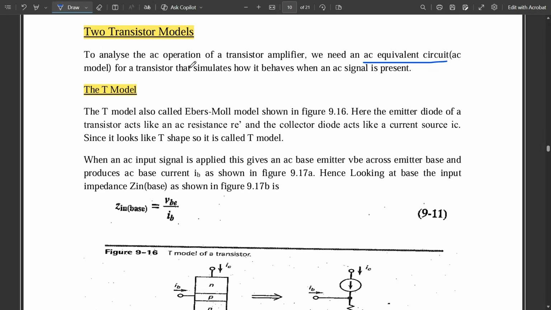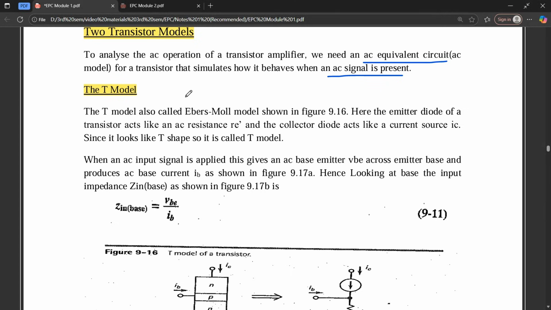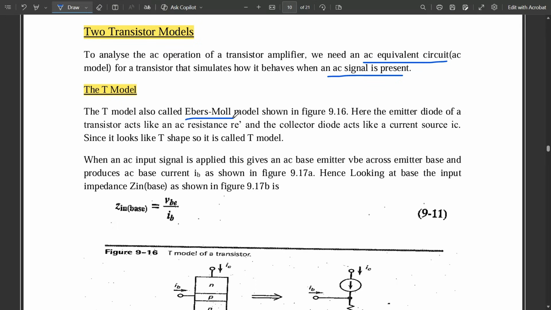With respect to the transistor, we have two models: the T model and the pi model. One by one, let us discuss them. The AC equivalent circuit, or AC model, for a transistor simulates how it behaves when an AC signal is present. This is only in the presence of the AC signal, not the DC signal. Keep that in mind. Now you see here the T model. The T model is also called the Ebers-Moll model, which is shown in this figure.